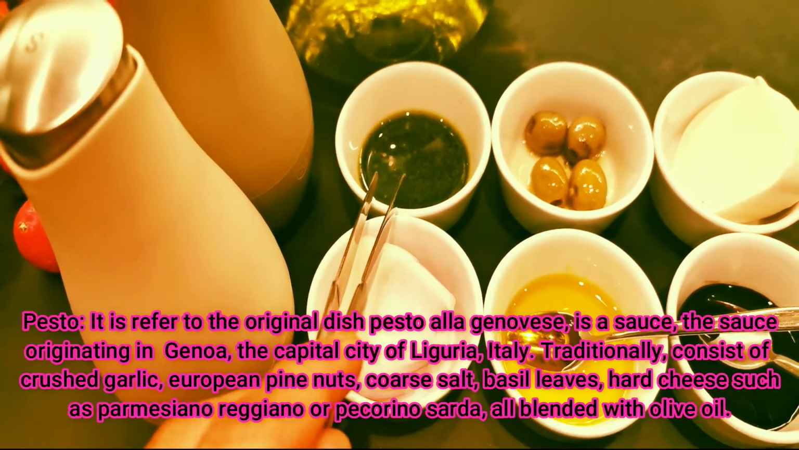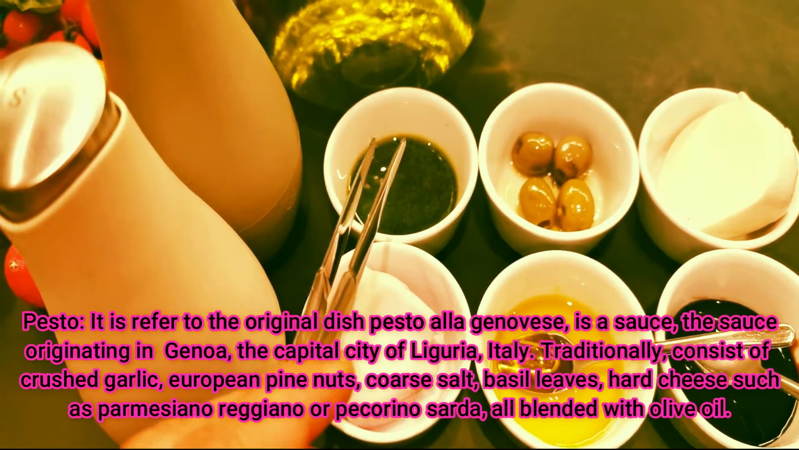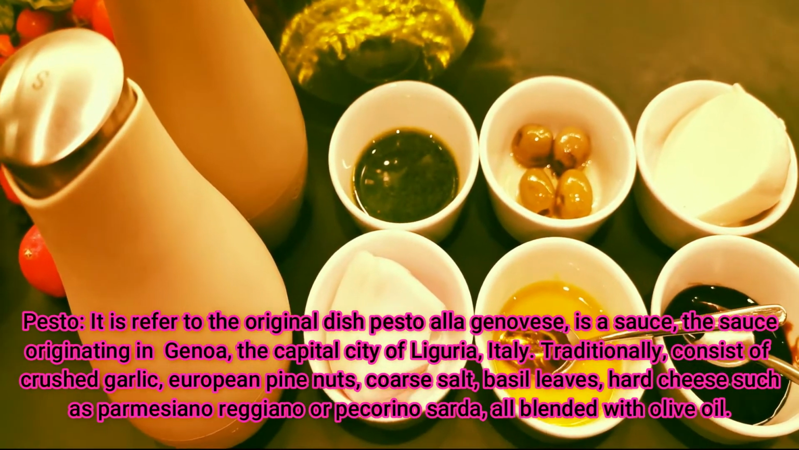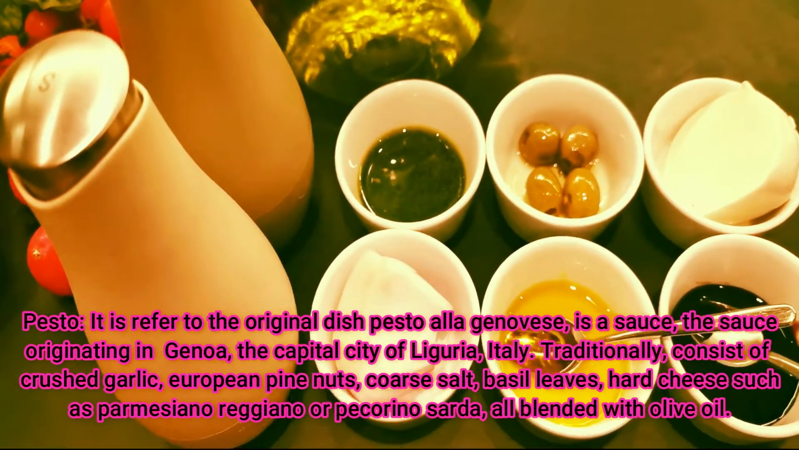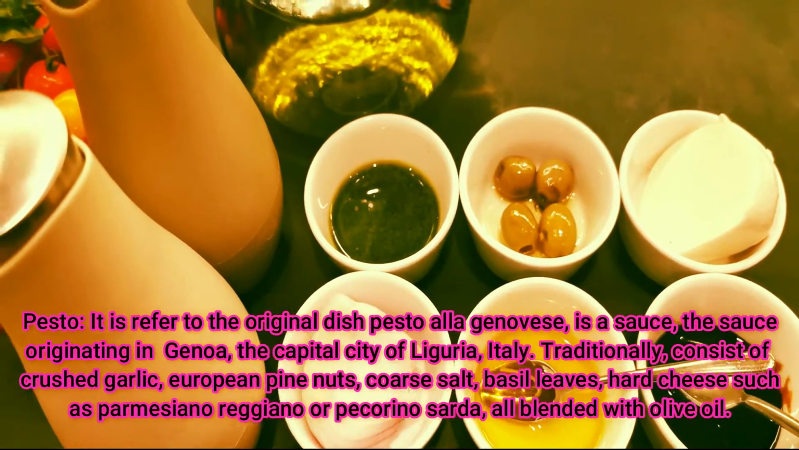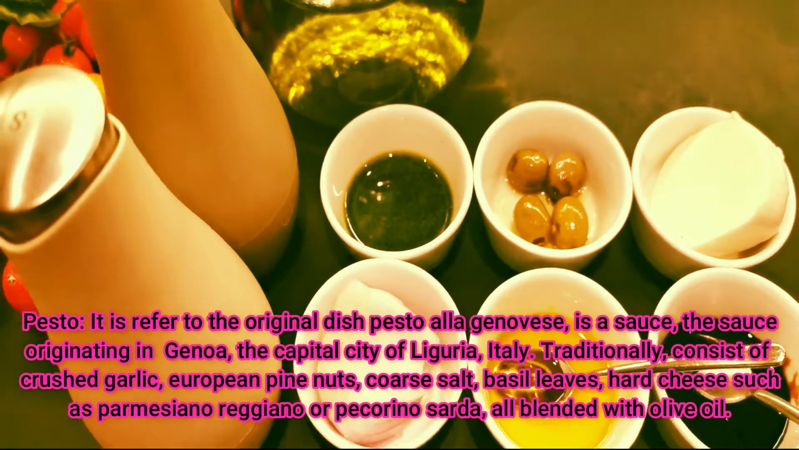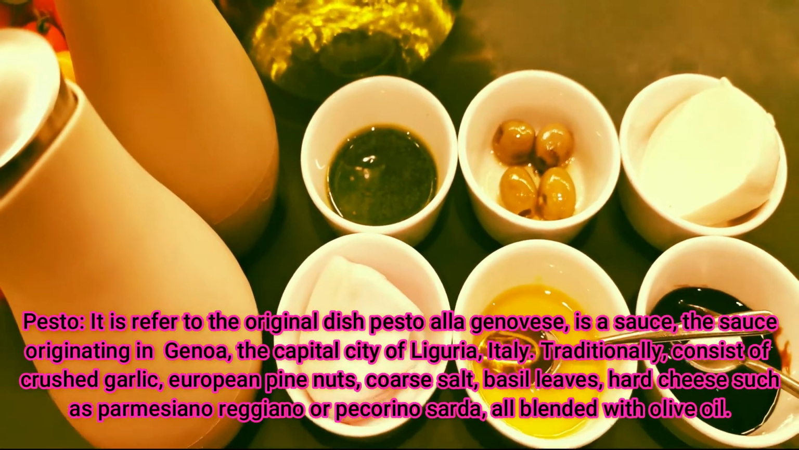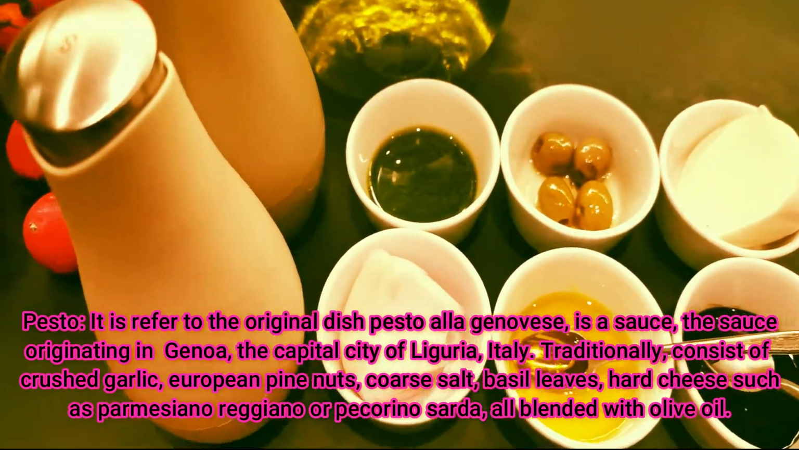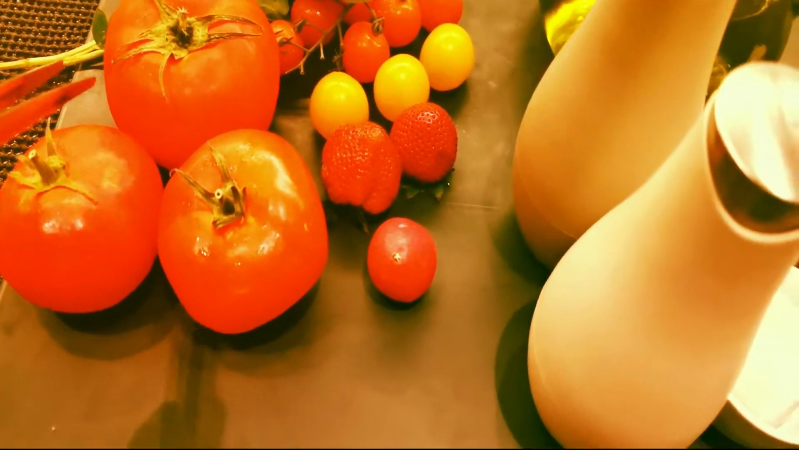If somebody doesn't know what pesto is, it is a sauce that originated from Genova, which is also called alla genovese. It is made by the crushed garlic, pine nuts, coarse salt, basil leaves, hard cheese like pecorino, parmigiano reggiano. All these ingredients are blended with olive oil, which is called pesto sauce. So as you know already the pesto sauce, let's start the video by first step.